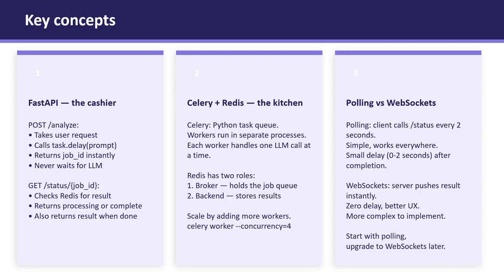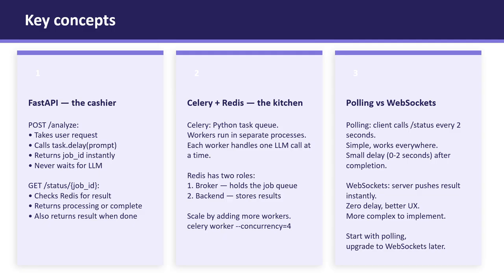Each Celery worker is a separate process that handles one job at a time. You can add more workers to handle more concurrent jobs. Redis plays 2 roles here. As the broker, it holds the queue of waiting jobs. As the backend, it stores the results of completed jobs. Concurrency, set with the concurrency flag, controls how many jobs a single worker process handles simultaneously.